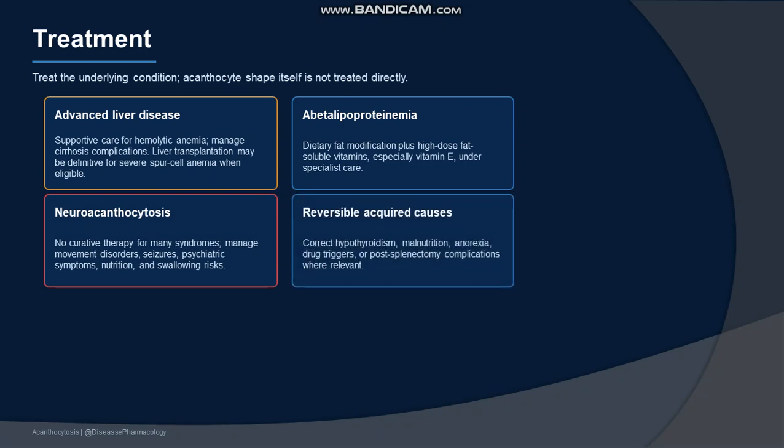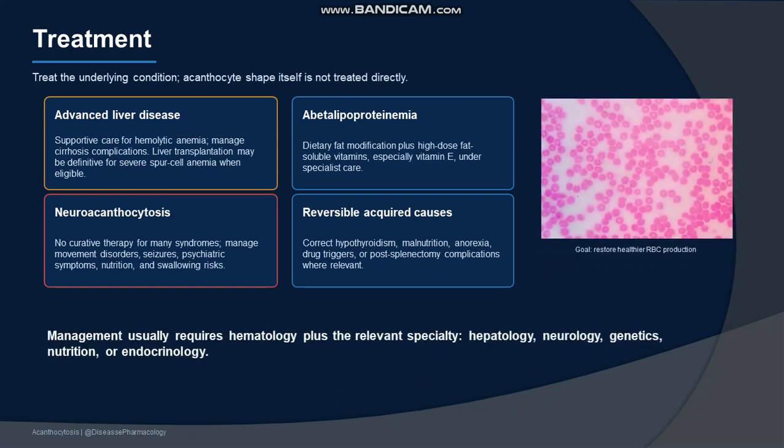Reversible acquired causes: correct hypothyroidism. If the patient has hypothyroidism, first of all, we should correct the hypothyroidism, malnutrition, anorexia, drug triggers, or splenectomy complications when relevant. Hematology plus relevant specialty, hepatology, neurology, genetics, nutrition, or endocrinology, should be added when treating these patients.